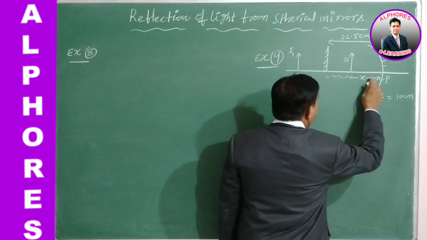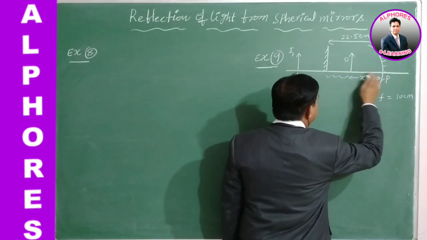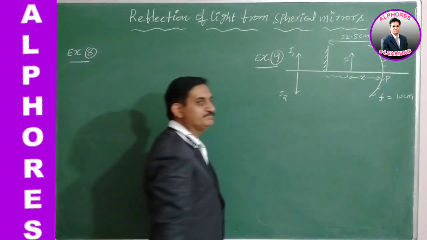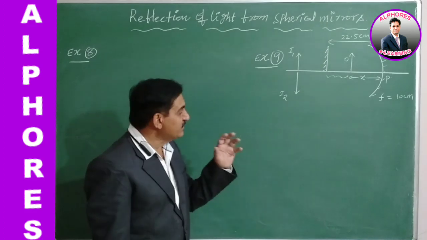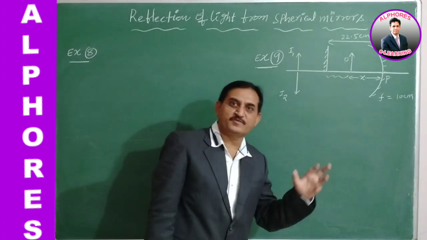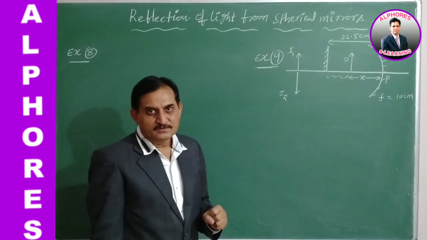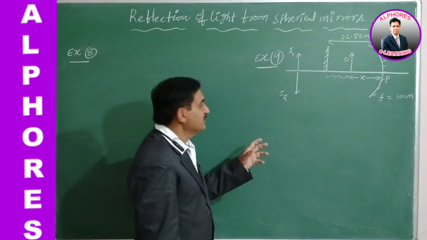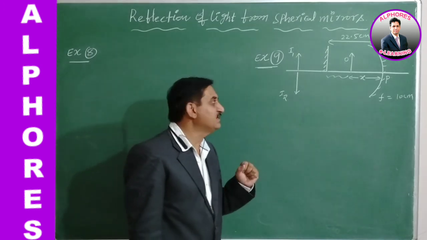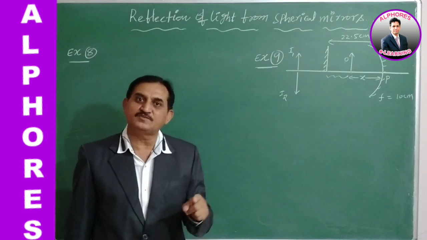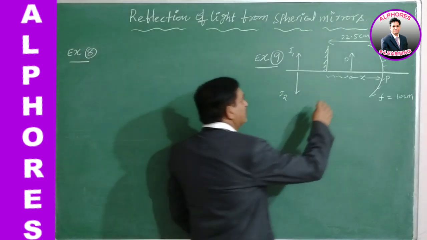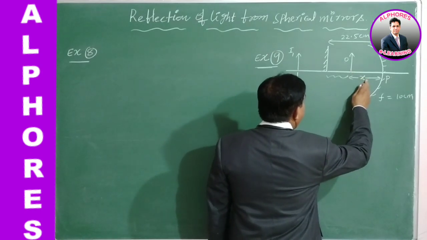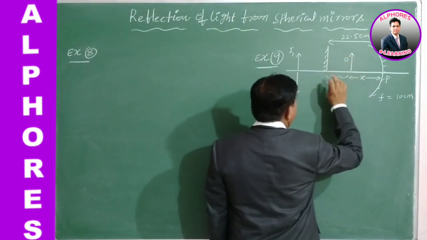So here let us consider x is the distance of the object from the pole. Okay, we are going to find this x value: at what distance the object is to be placed from the concave mirror, so that the image formed by the plane mirror and the image formed by the concave mirror both coincide with each other. Right? Now here this is x and this is 22.5 centimeters.